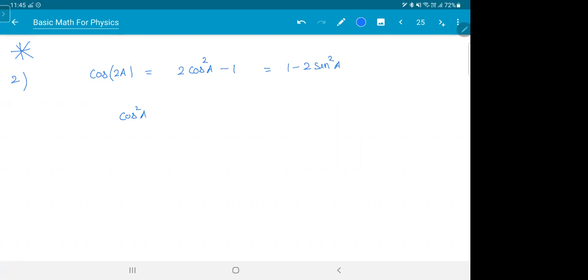So cos square A, 1 will go this side, so that becomes 1 plus cos 2A by 2. Same thing: sine square A is 1 minus cos 2A by 2. This literally comes in 12 to 15 chapters. Half of the chapters this thing comes. And it is very important because the final answer will be in this format. Most people do not understand how to simplify this.